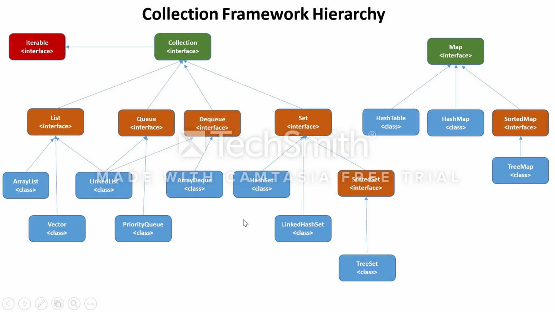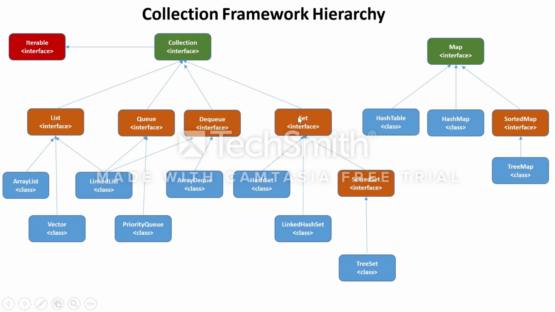In this video I'm going to explain only this line. Here we have Collection and we have Maps. As we know, Hashtable, HashMap, SortedMap, TreeMap. Under List we have ArrayList, LinkedList, which I've already explained to you guys, and we have the Vector class. In the Queue we have PriorityQueue. In the Deque we have ArrayDeque.